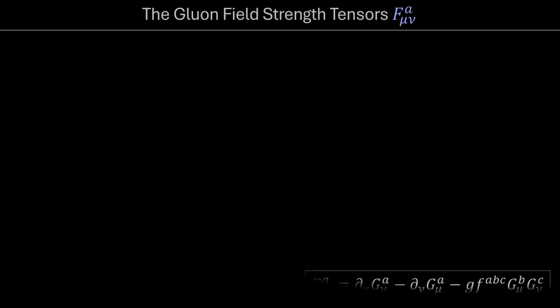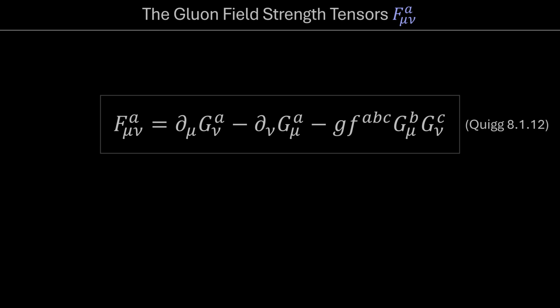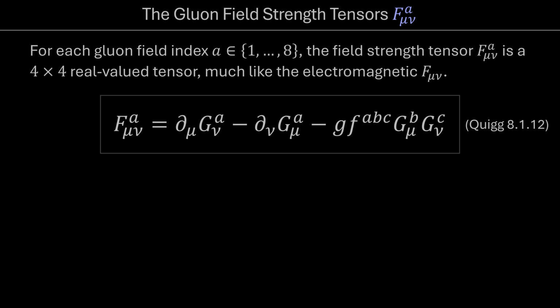Okay, so what do we have here? What is this equation? Well, what we have is that for each of the 8 gluon field indices, we end up with a real-valued field strength tensor, F mu nu A, which is a 4x4 real-valued tensor, very much like the electromagnetic field strength tensor. And don't just take my word for it, you can find this equation in Quigg 8.1.12.